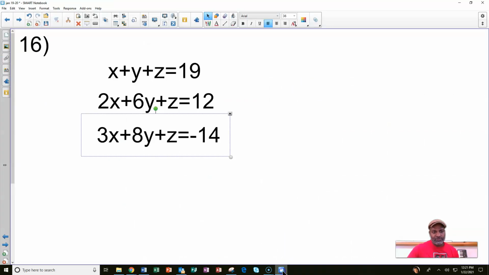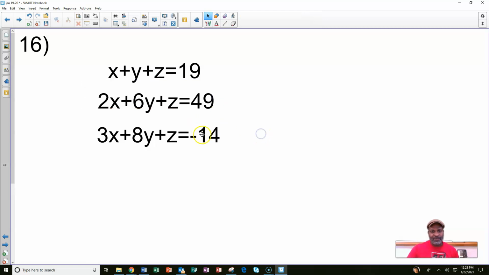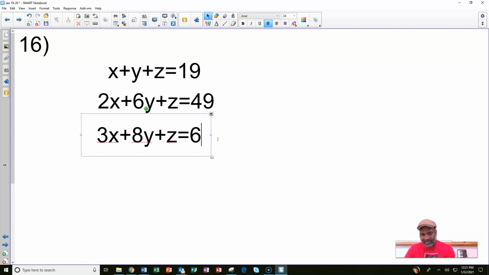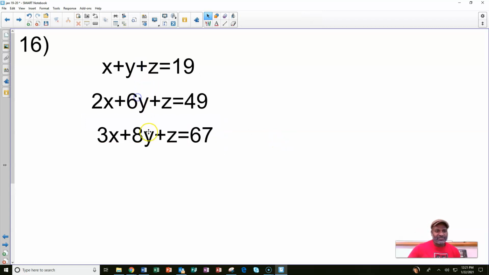I wrote the problem here. I decided to turn this 12 into 49, and I decided to make the negative 14 a 67. So we transform this into one that I know has an easier solution. Let's go to Desmos and use Desmos to figure out what the answer is.